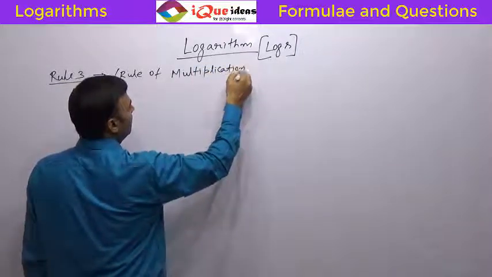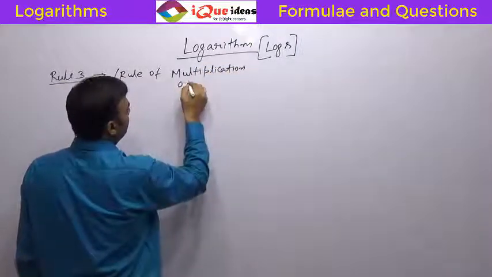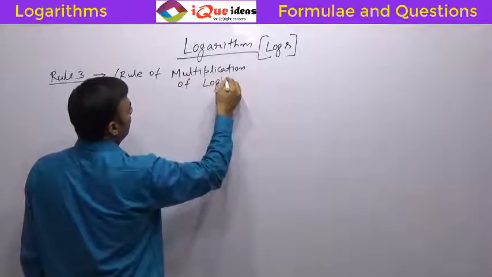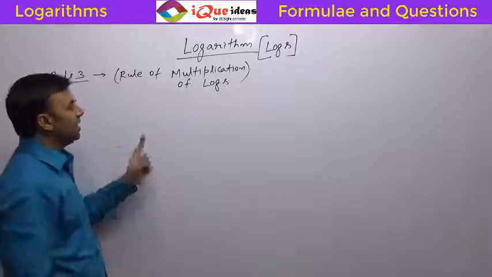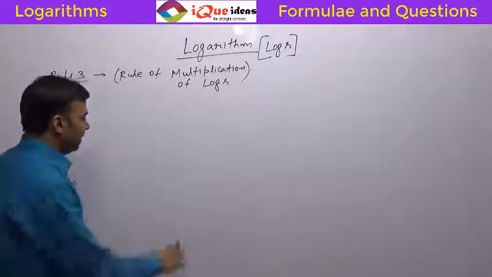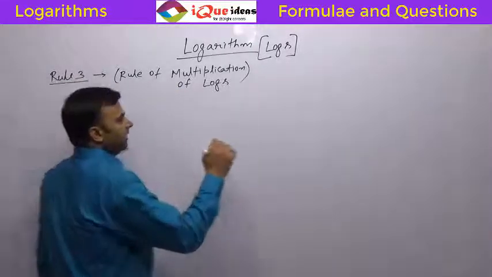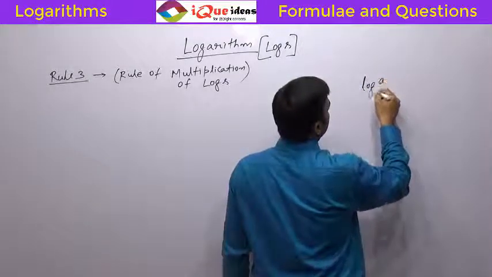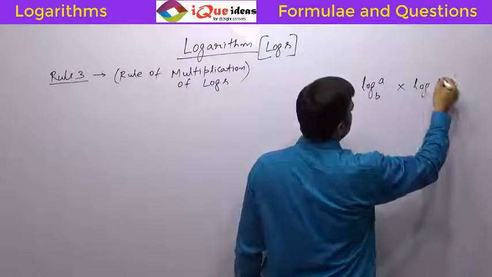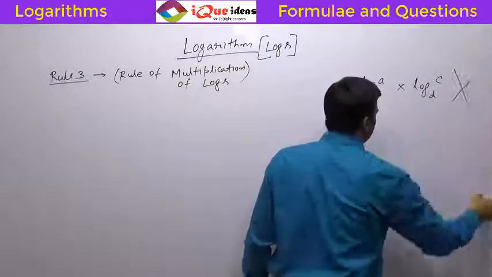Earlier what we did was multiplication of numbers inside the log. Here we are talking about multiplication of logs. Now how does it work? Let's see. Suppose I give an example. Can you say anything about log of a to the base b into log of c to the base d? No, there is no rule for this.